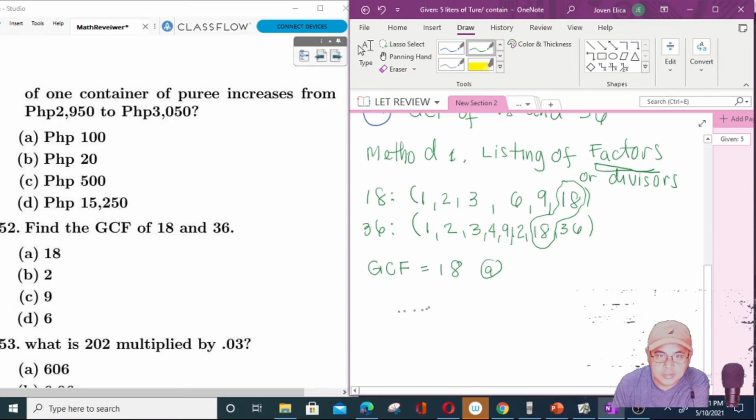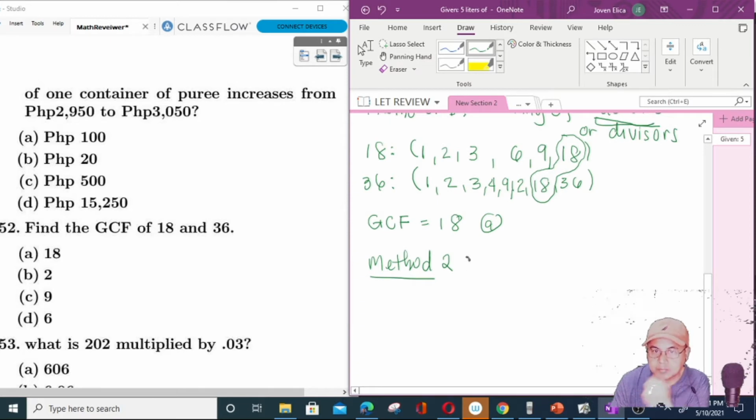The second method, if you want to see the second method, method number 2, is using prime factorization.